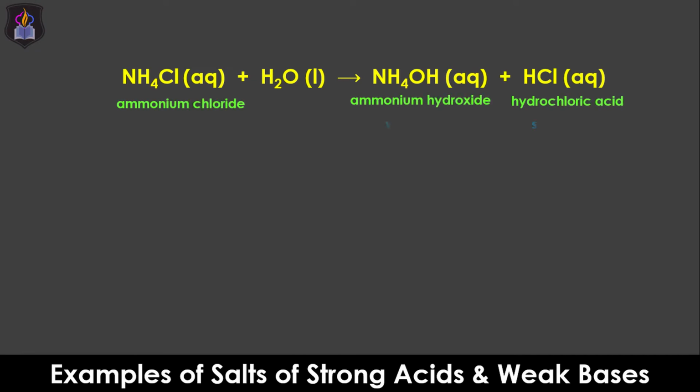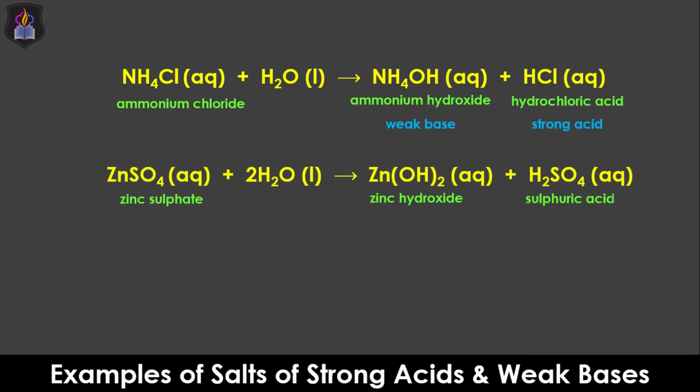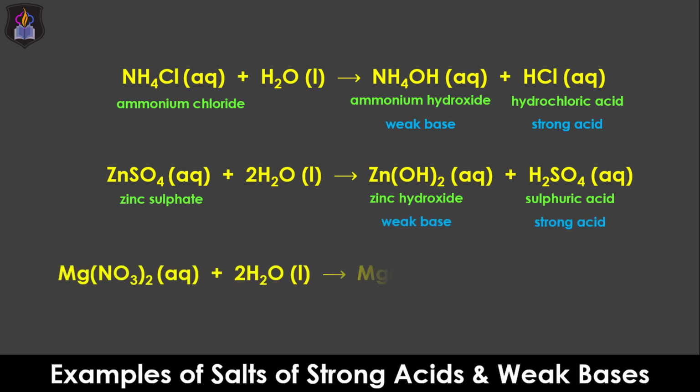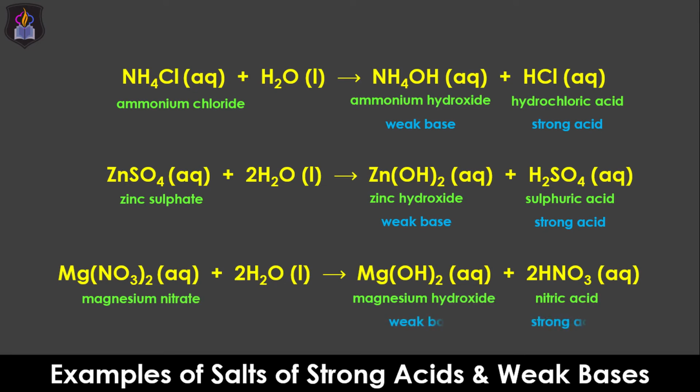Examples of salts of strong acids and weak bases are ammonium chloride, a product of ammonium hydroxide and hydrochloric acid, zinc sulfate, formed from the reaction between zinc hydroxide and sulfuric acid, magnesium nitrate, etc., a product of magnesium hydroxide and nitric acid. The next category is salts of weak acids and strong bases.